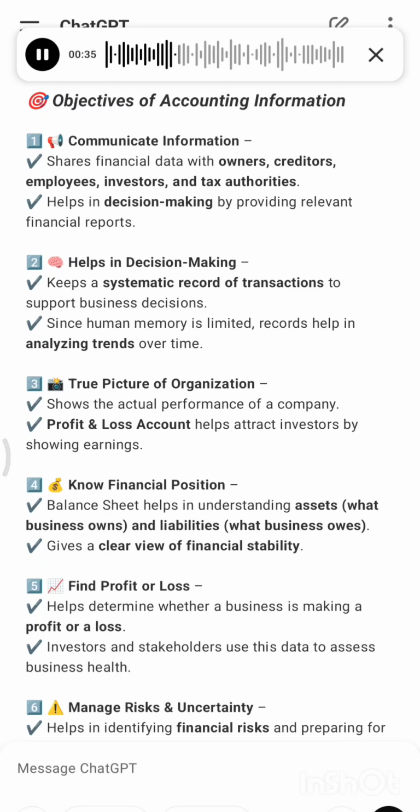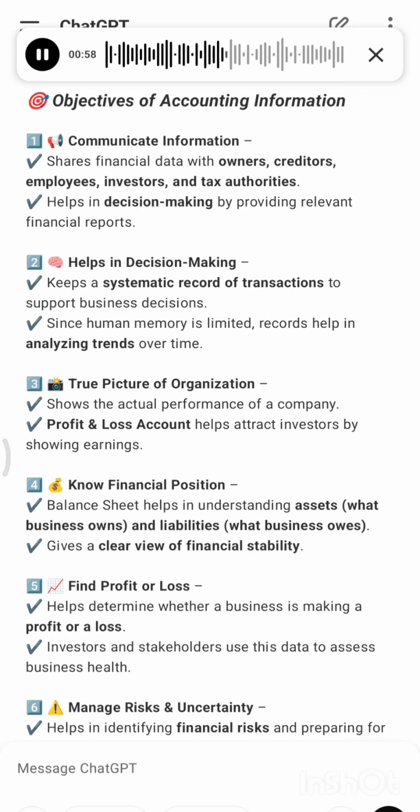2. Helps in decision-making. Keeps a systematic record of transactions to support business decisions. Since human memory is limited, records help in analyzing trends over time. 3. True picture of organization. Shows the actual performance of a company. Profit and loss account helps attract investors by showing earnings.